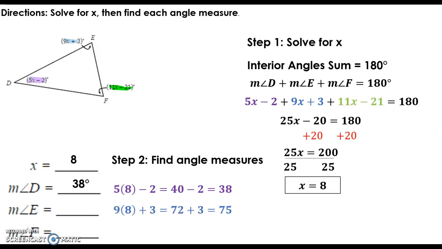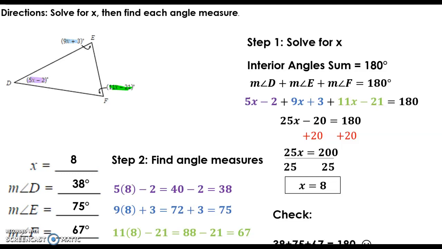For measure of angle E, we'll plug in 8, and we should get 9 times 8 plus 3 equals 72 plus 3, which equals 75 degrees. All right, our last one, go ahead and pause the video again. Plug in 8, see what you get for your final angle measurement. All right, so hopefully you paused the video and you got your final measurement for measure of angle F. Should be 67 degrees.